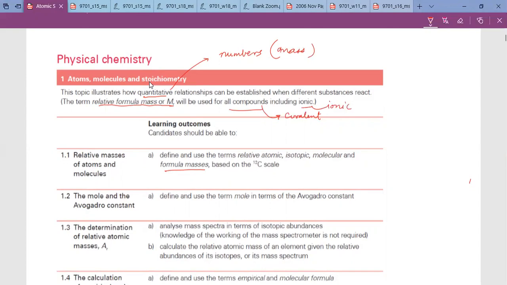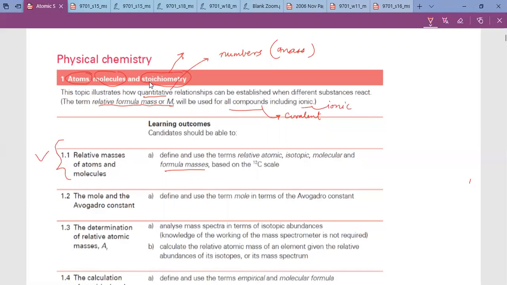Guys should be able to. Now, all these things here, today we want to do this one here. But before that, I want to track back. Now, they say atoms, molecules, and the word stoichiometry. I wonder how many of you know what I mean by stoichiometry. Later I'll ask you again.